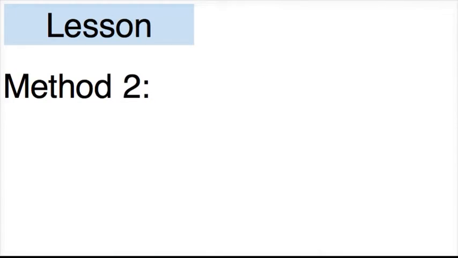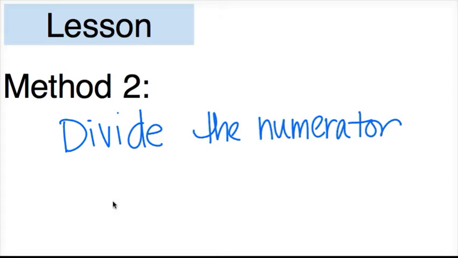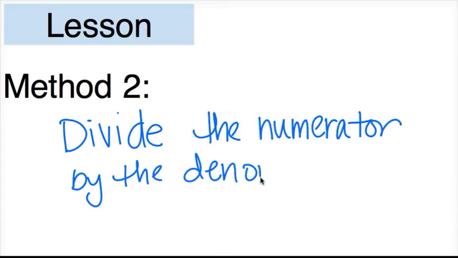Now let's say you don't feel like trying to convert to 100 or 10, or you can't convert. The second method works all the time. It's just that once in a while method 1 is a little faster. It might be, it might not be, but method 2 always works. Method 2 is to divide. Divide the numerator by the denominator.